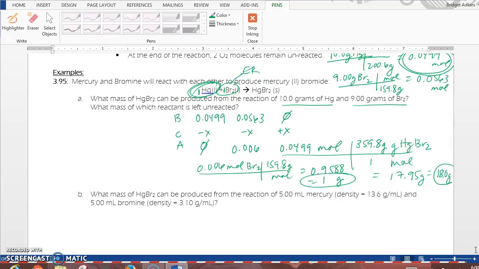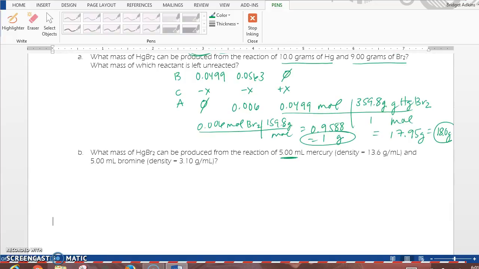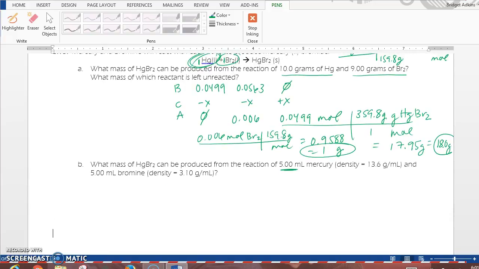Alright, so B is a follow-up question given to you a little bit differently. It says, well, if you have 5 milliliters, they were nice and gave you the density, and then 5 milliliters of bromine also gave you the density, now how much HgBr2 can be formed? So a similar question, but a little bit more work because we've got to work from our density, which isn't super difficult, but it certainly adds a twist. So let me write the reaction out so we can do our BCA table later.